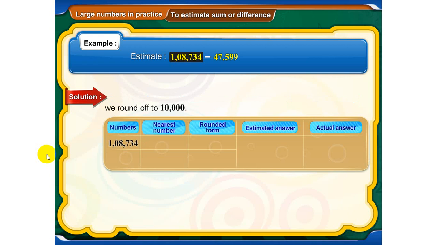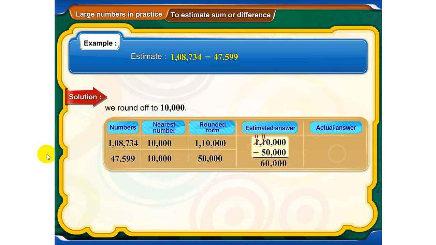1,08,734 rounds off to 1,10,000, correct to nearest 10,000. 47,599 rounds off to 50,000, correct to nearest 10,000. Estimated difference of 1,10,000 and 50,000 is 60,000, which is nearer to actual answer 61,135. So, our estimate is right.